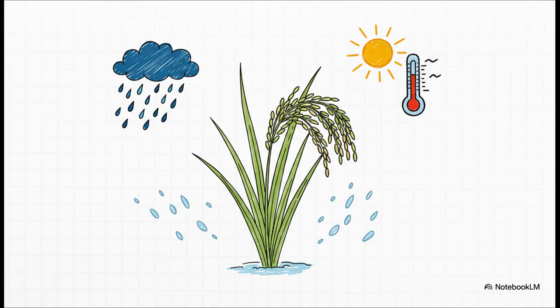So what does rice need to flourish? Well, it's pretty simple. It needs heat, it needs water, and it needs humidity. Lots of it. To be specific, it needs high temperatures, we're talking above 25 degrees Celsius, high humidity, and most importantly, a ton of rainfall, over 100 centimeters a year. You can see why it's the perfect monsoon crop.